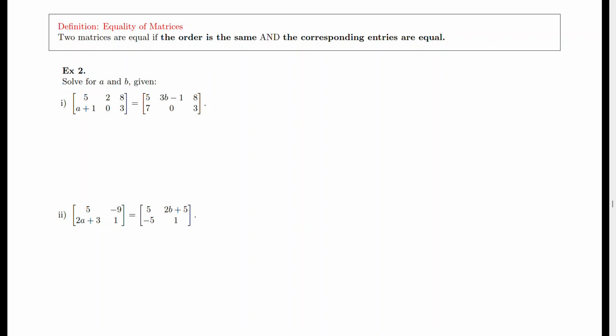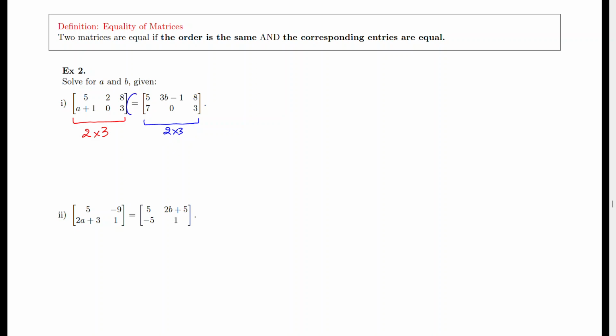Okay, so taking advantage of this definition, let's go ahead and solve example number 2, which says solve for A and B given the following matrices. So in part 1 of this problem, we have a matrix on the left and another matrix on the right. This matrix on the left has 2 rows, and how many columns? We have 1 column, that's the second one, and that's the third one. So this is a 2 by 3 matrix. And on the other hand, we have another matrix here, which also has 2 rows and 3 columns, so it's a 2 by 3. So it is okay to ask if the matrices are equal.